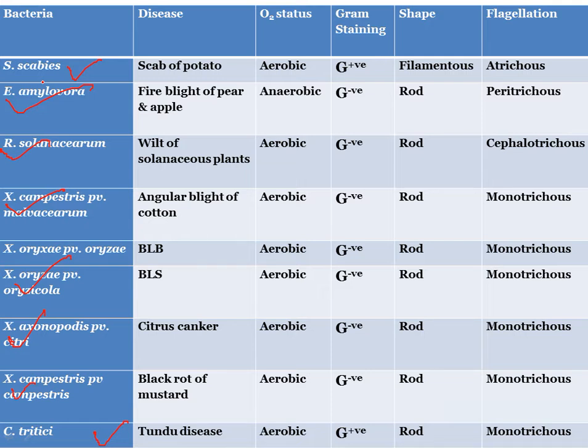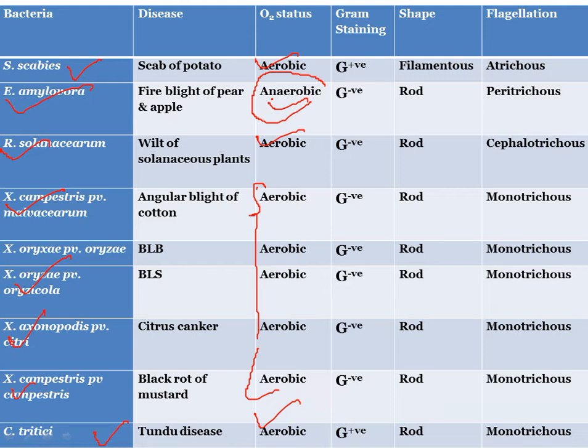You can see that mostly plant pathogenic bacteria are aerobic. Except Erwinia. Erwinia is an anaerobic bacterium, but Streptomyces, Ralstonia, all species of Xanthomonas, and also Clavibacter are aerobic, but Erwinia amylovora is the anaerobic bacterium.